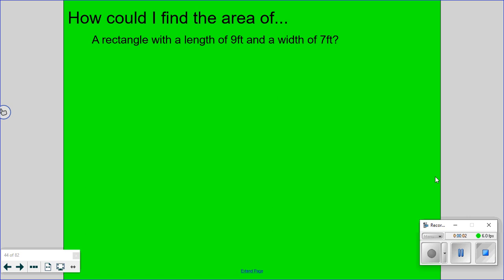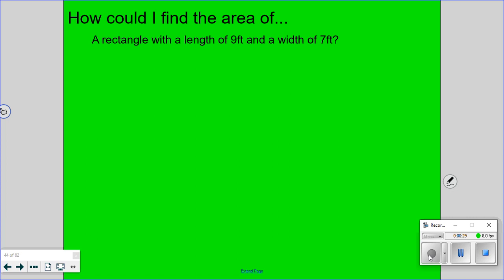Between our notebook, and we're going to be using some graph paper today. The title, once you've got your math notebook out in 2 colors, is going to be: how could I find the area of, and then stop. You don't need to write the rest of it.